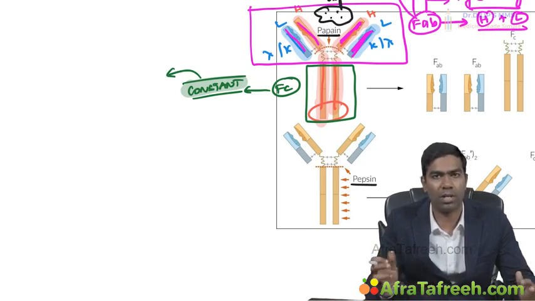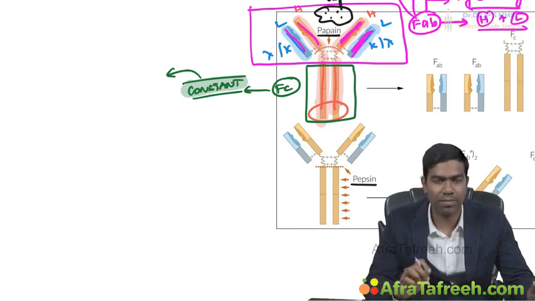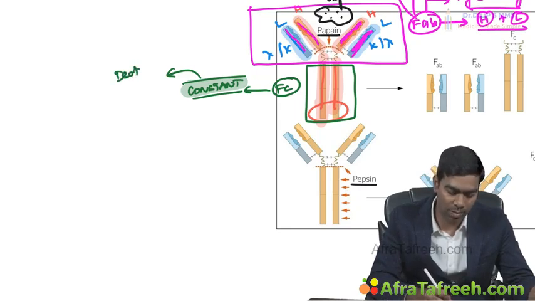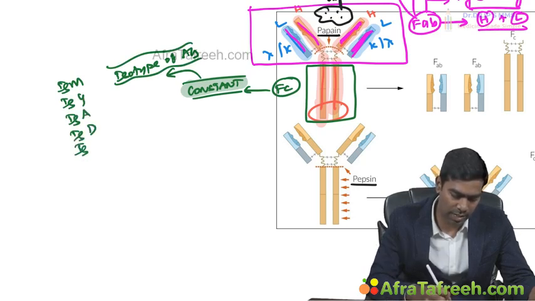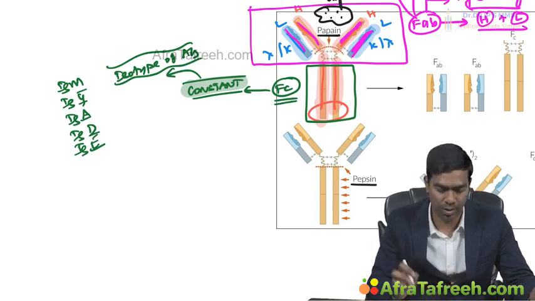But the Fab region is not like that. It's going to be variable. The Fab region is completely different. They have variable as well as hypervariable regions, and it's going to be different for different antibodies. But this Fc portion is always constant, and it is the one that determines the isotype of the antibody. Isotype means whether it is IgM or IgG or IgA or IgD or IgE. This particular isotype of the antibody is determined by this Fc portion only.